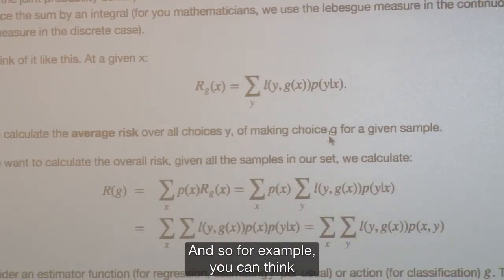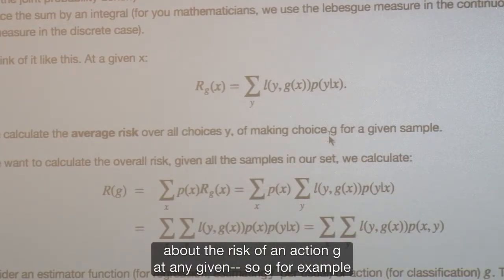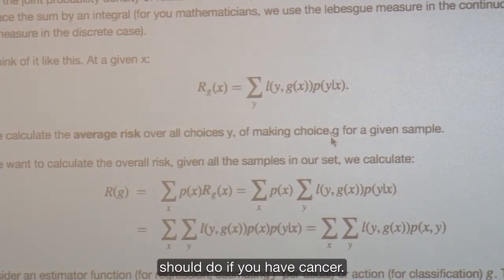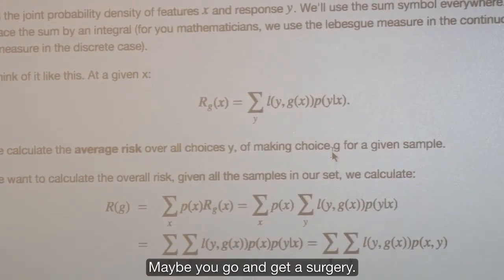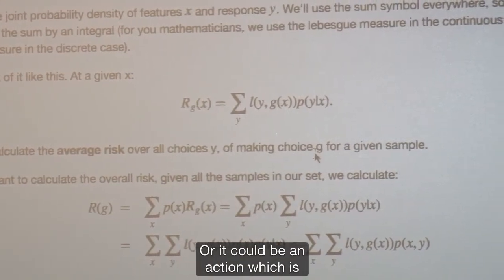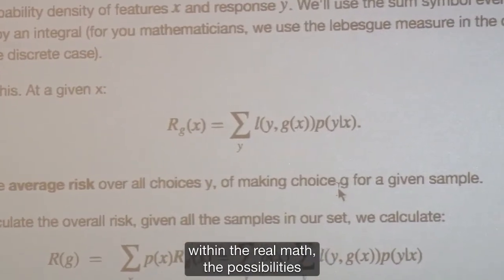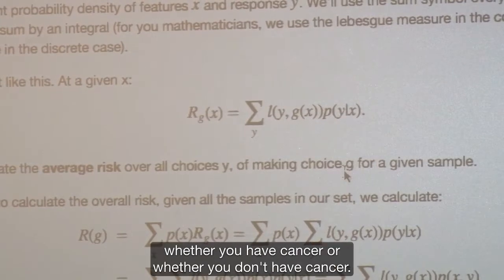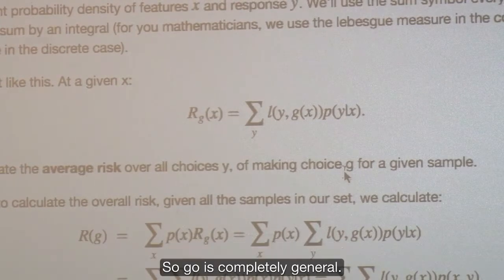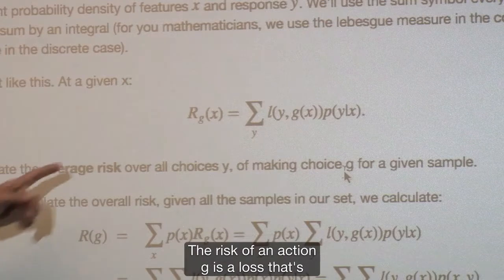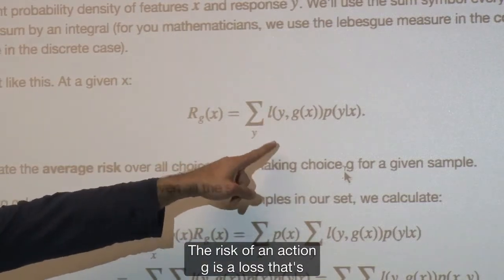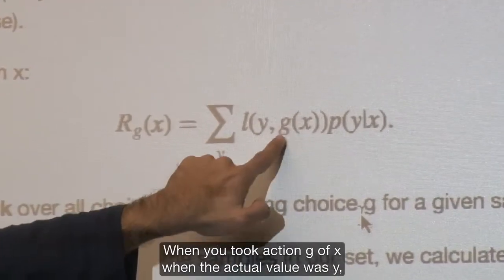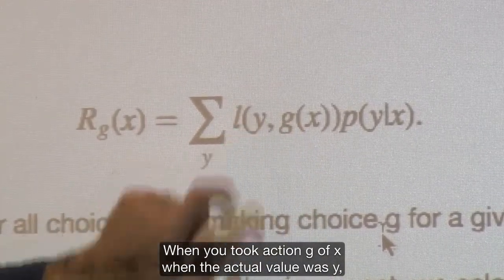And so, for example, you can think about the risk of an action G. G, for example, could be an action as to what you should do if you have cancer. Maybe you go and get a surgery. Or it could be an action which is within the realm of the possibilities that classification allows you, deciding whether you have cancer or whether you don't have cancer. So G is completely general. The risk of an action G is a loss that's encountered when you took action g of x when the actual value is y, basically.